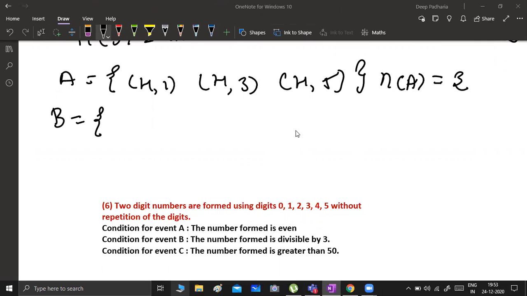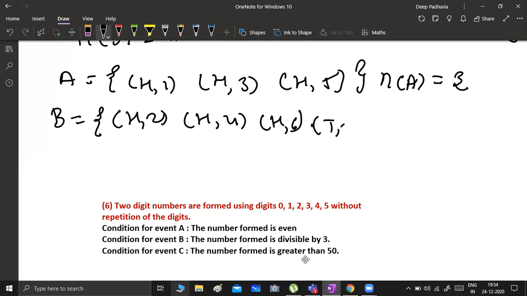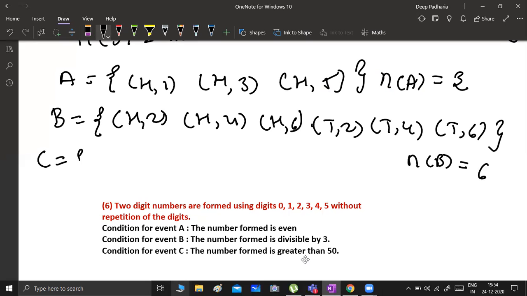So B would be even number. हेड और टेल दोनों में से कुछ भी चलेगा. तो H, 2 पहले तो H का ले लेते. ठीक है. H, 2 H, 4 H, 6. इधर तक कुछ डाउट? Any doubts in this? हाँ, अभी हेड और टेल कुछ भी चलेगा. So now let me take tail. Again number तो वही रहेगा 2 4 6. So here it would be T, 2 T, 4 T, 6. ठीक है. And my N of B would be कितना होगा? N of B 6.